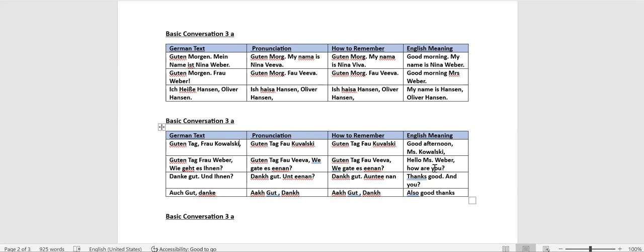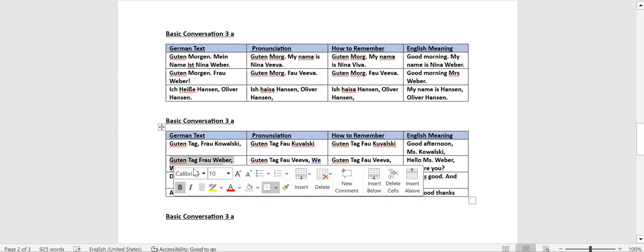Guten Tag, Frau Kowalski. Okay, so what does this mean? This means good afternoon, Miss Kowalski. How to pronounce this in German? Guten Tag, Frau Kowalski. So they are greeting each other. Let's look at the next sentence.